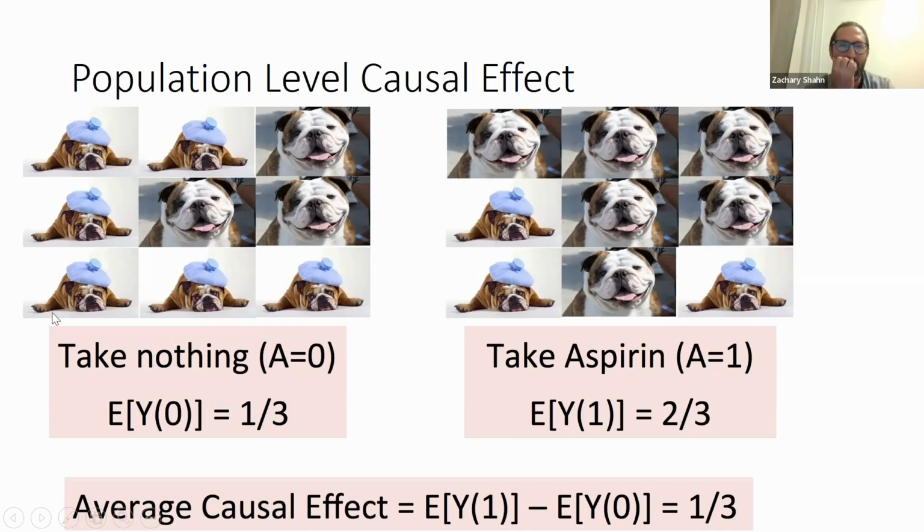So a population level causal effect looks at the average of what the outcome would be if everyone in the population took no treatment. So here it's 1/3 because 1/3 of the population would get better even without treatment. And here it's 2/3 with treatment. And the average causal effect is the difference between the average potential outcomes under treatment and no treatment. So it's 2/3 minus 1/3. So it's 1/3.